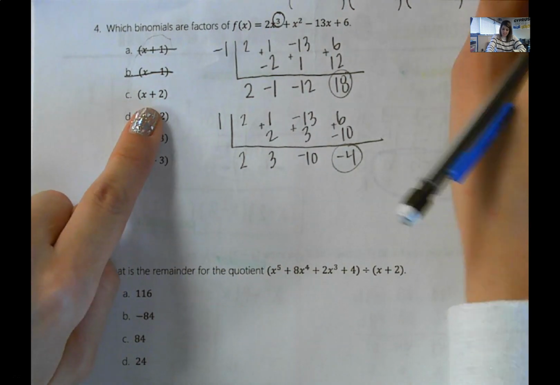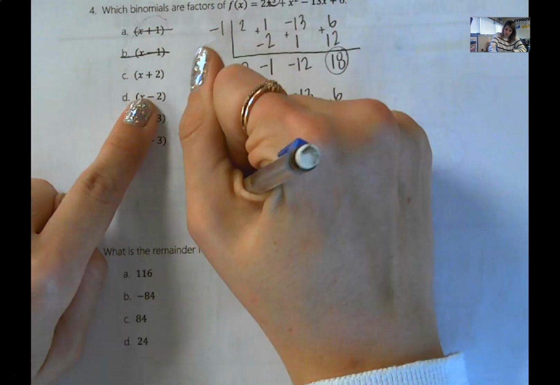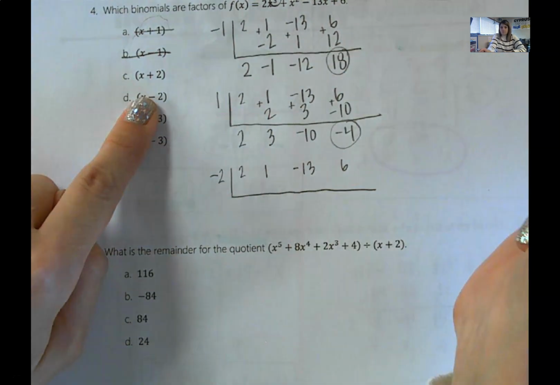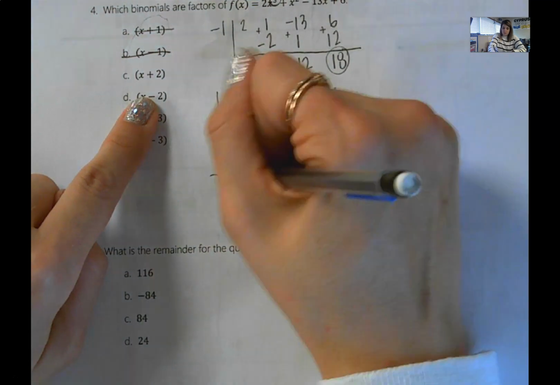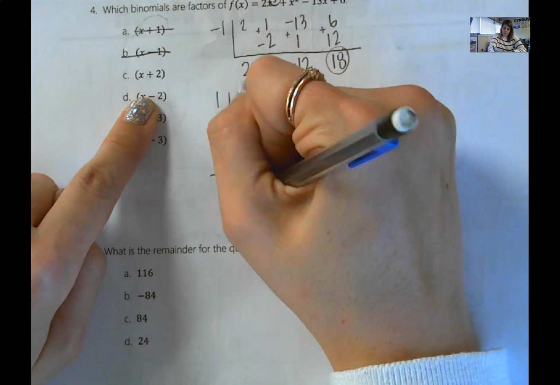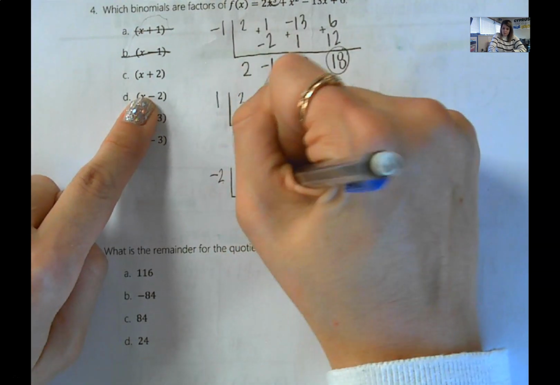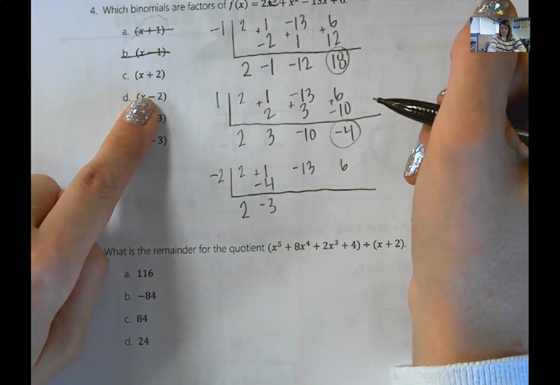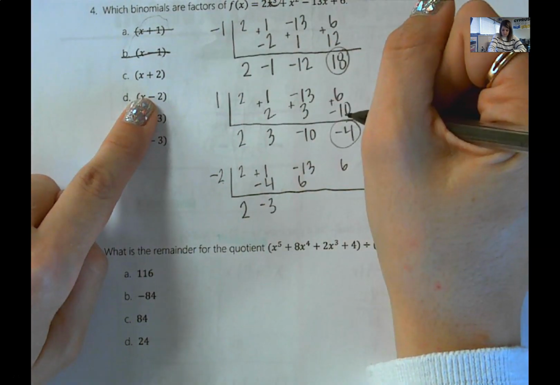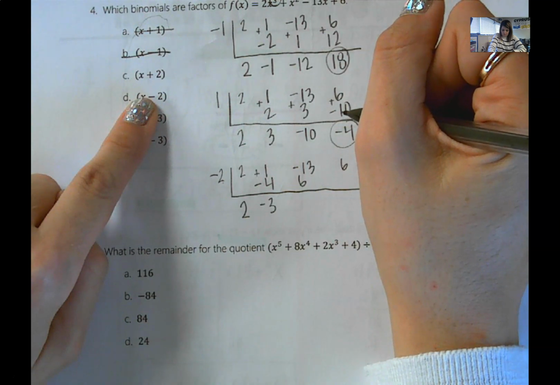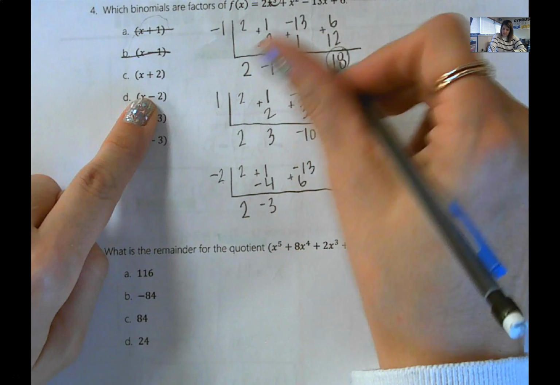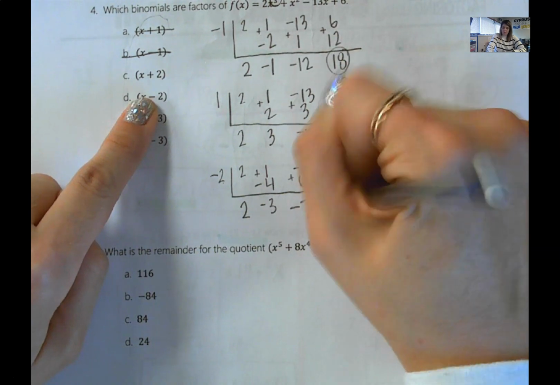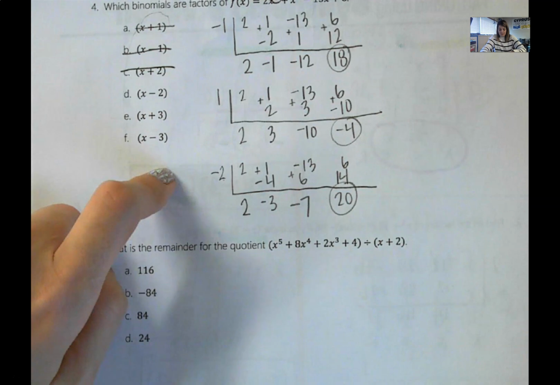Now I check C. -2 outside the house, same inside. Drop down the 2. -2 times 2 is -4. Add them, you get -3. -2 times -3 is 6. Add them, we get -7. 2 times -7 is 14, gives us a remainder of 20, so it's not C.